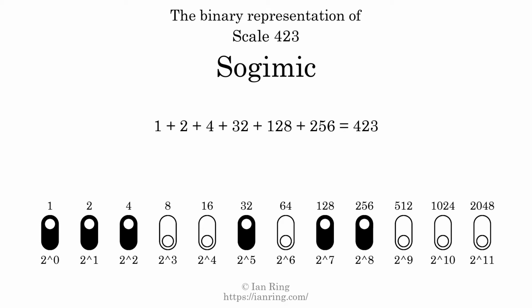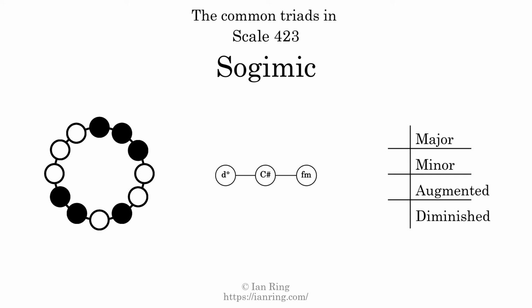The scale number not only enumerates the scale with a unique index, but it also literally describes the tonal content of the scale. Represented as a binary number in base 2, the scale number is 0001101001111. Here are the common triads present in this scale.